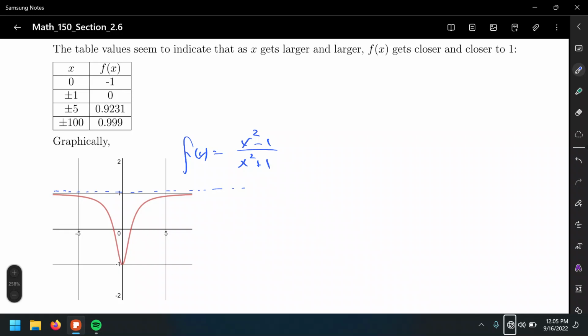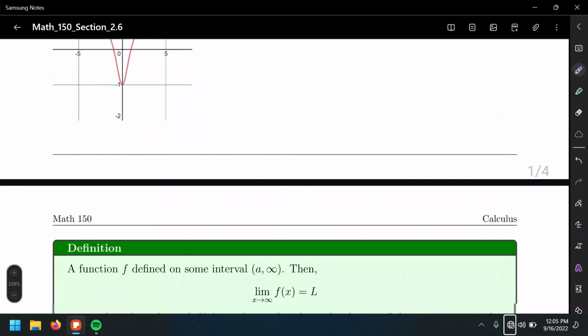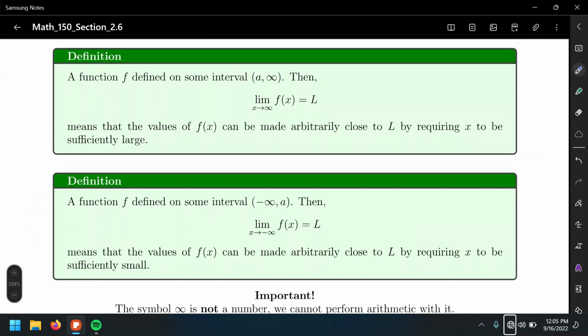So that's one example, a short example on a graph. Let's look at a definition. If we have a function f defined on some interval a to infinity, that could be 5 to infinity, 1 to infinity, 0 to infinity, that's going to depend on the domain of the function. Then the limit of f of x as x approaches infinity is a number L, and that's going to be the value of that horizontal asymptote, connecting with the pre-calculus stuff.